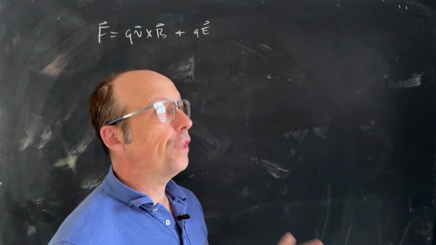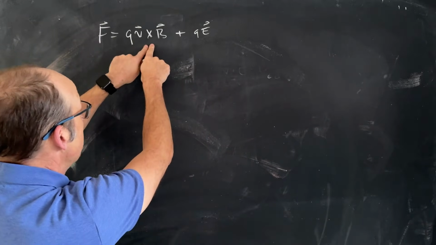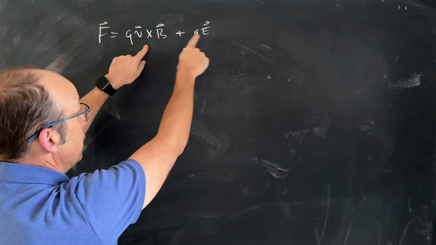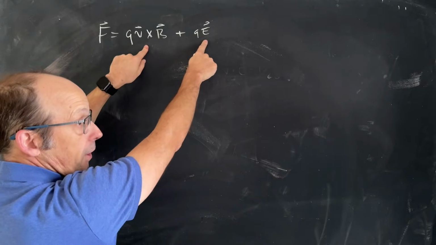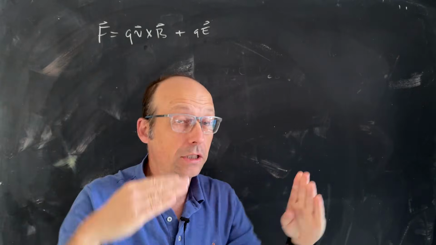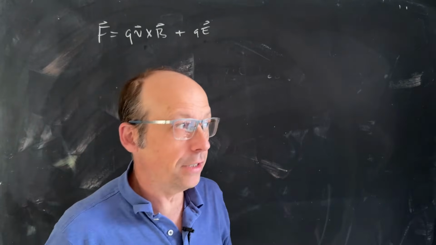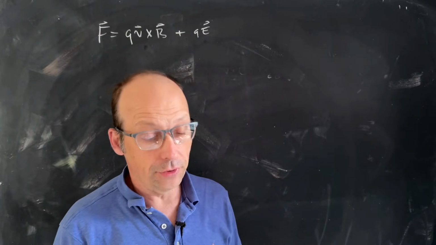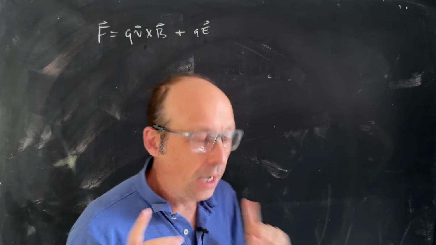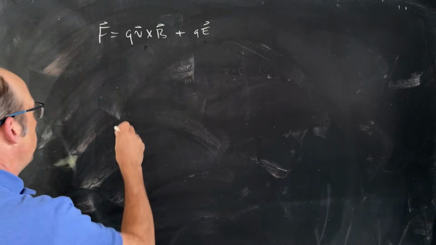The cool thing here is that the magnetic force is going to be perpendicular to the velocity, and the electric force is going to be in the same direction as the electric field. So you can set up situations where the magnetic force and the electric force are in opposite directions to each other, and you can create some pretty cool things. I'm not going to go into all the details.